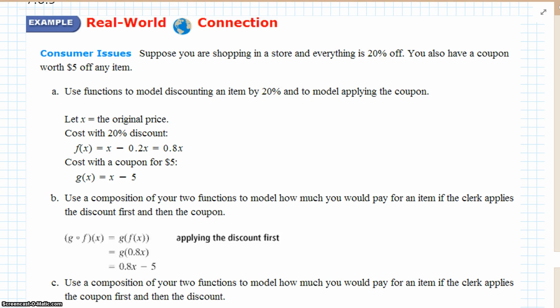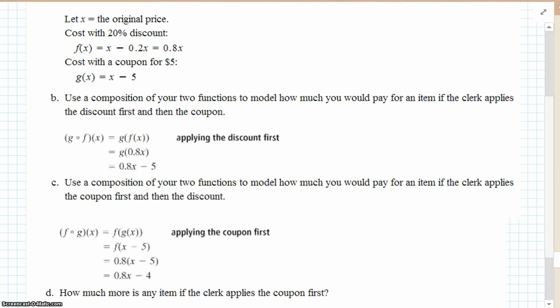Suppose you're shopping in a store and everything is 20% off. You also have a coupon worth $5 off any item. Use the function to model the discount by discounting the item by 20% and then applying the coupon. So here's what we do. x is the original price. The cost with the 20% discount would be x minus 0.2x, which would be 0.8x. And the cost with the coupon would be x minus 5. So I have two functions. We're going to find out which one's the best.